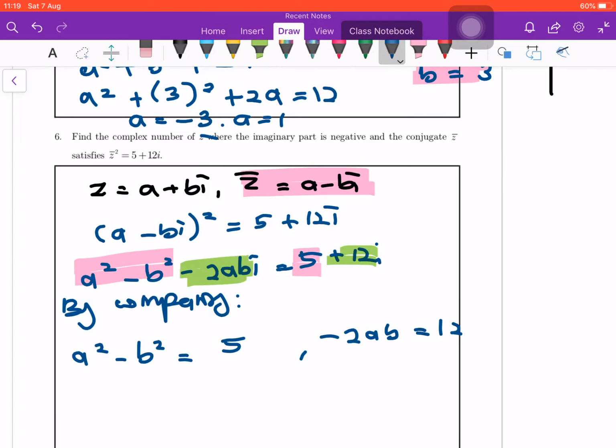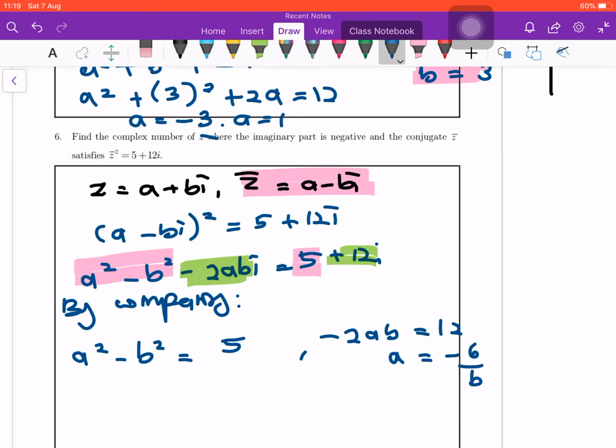Okay, so dekat sini kita kena guna apa ni? Simultaneous equation. So, kita akan begin dekat mana? Let's say kita begin daripada second equation. Nampak second equation lagi senang kan? So, 12 bahagi dengan negatif 2 adalah negatif 6. So, A is equal to negative 6 over B.